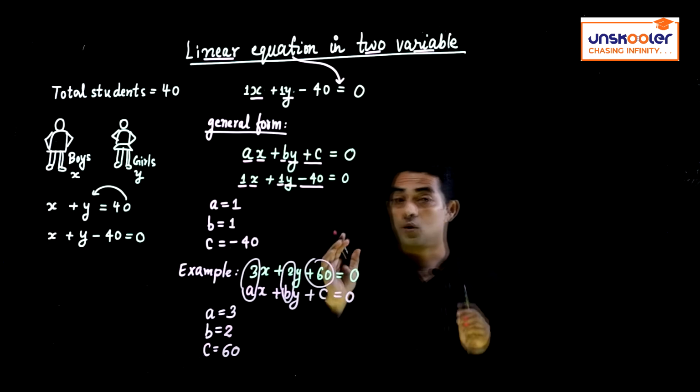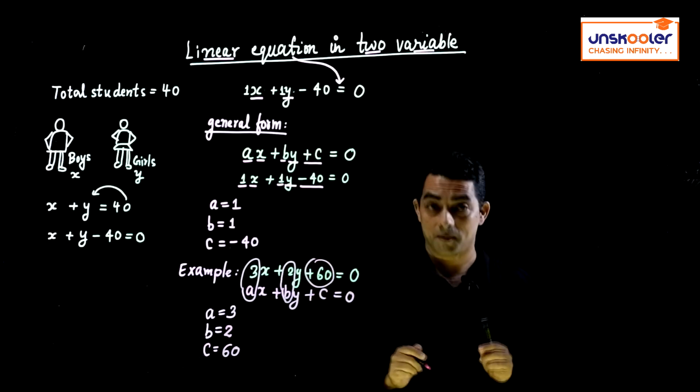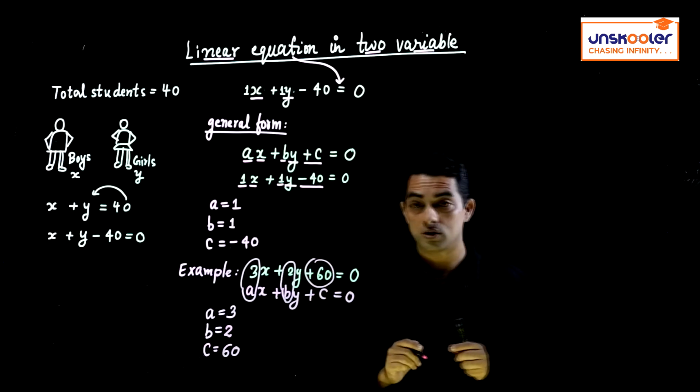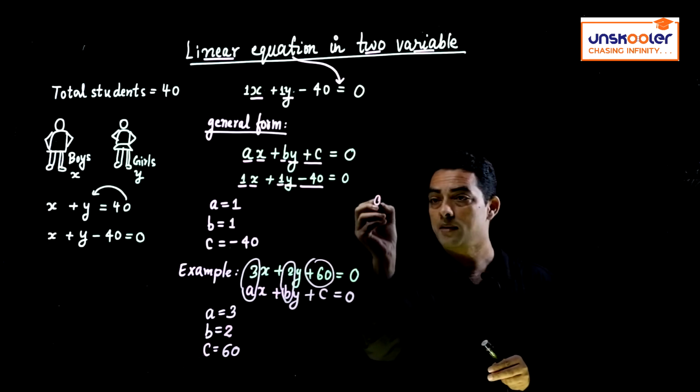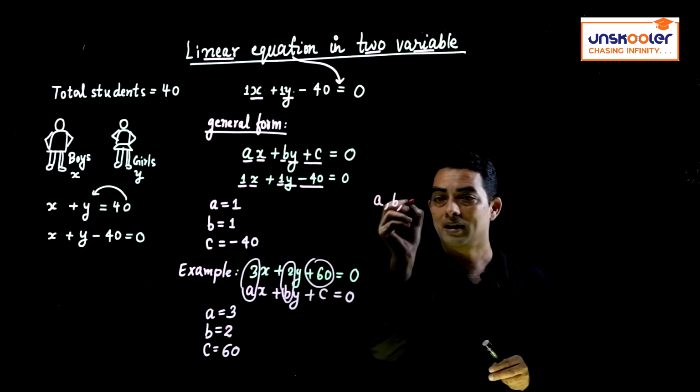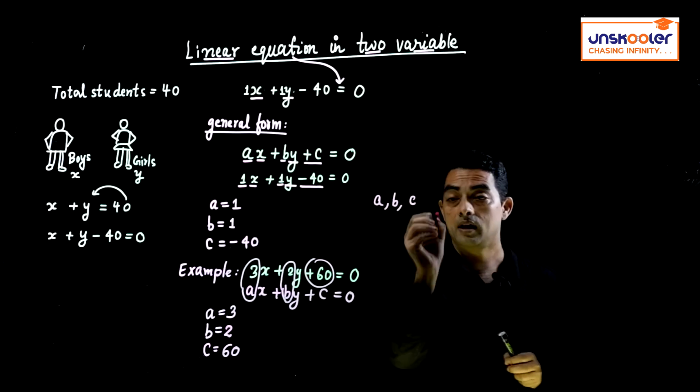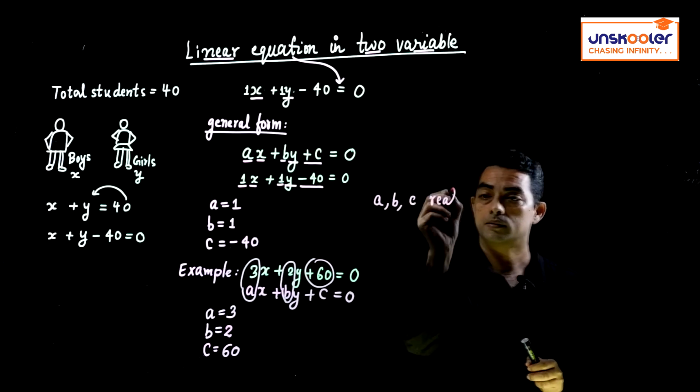Now, we have to remember one more thing when we talk about linear equations in two variables: always, this a, b and c are real numbers.